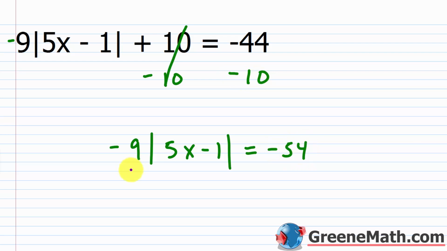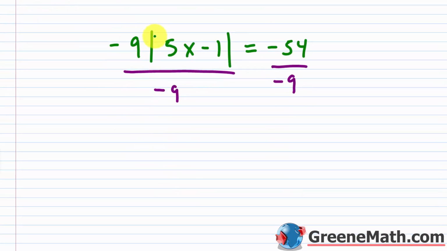Now if I divide both sides by -9, what's going to happen? Let's scroll down and get some room. Well, we see that this guy right here cancels with this guy. So I've isolated the absolute value of 5x minus 1. But now -54 over -9 is +6. So I would have a solution here. I would have to set 5x minus 1 equal to 6, and then 5x minus 1 equal to -6. So I would have that compound equation with OR, and I would get two solutions there.